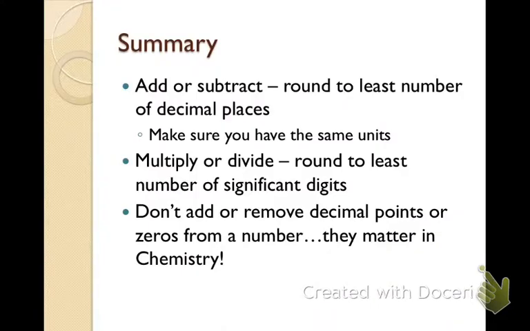All right, to summarize, when you add or subtract, round to the least number of decimal places. Make sure you also have the same units too, because you can't add or subtract different units. That's not okay in math. If you multiply or divide, round to the least number of sig figs. And the biggest thing here, hopefully you learned this little lesson: don't get rid of or add decimal places or zeros on a whim. Just don't do it. That's really bad chemistry. Decimal points and zeros definitely do matter.